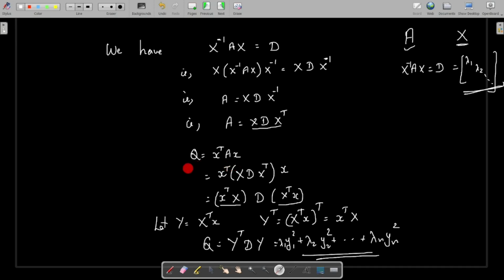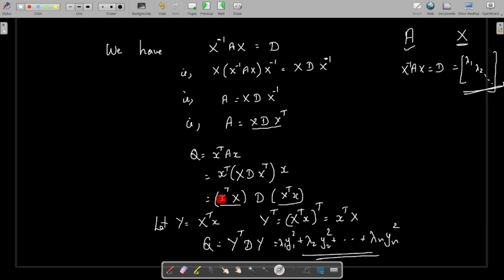Our given quadratic form was Q equal to x transpose A x. Please don't confuse the small x and capital X here. Capital X is a matrix with columns as the eigenvectors of capital A, and small x is only a column vector, x1, x2, etc., xn. So Q equal to x transpose Ax. In the place of A, you may substitute this one, X D X transpose, and we can combine this x transpose into X together, and here also X transpose into small x together.